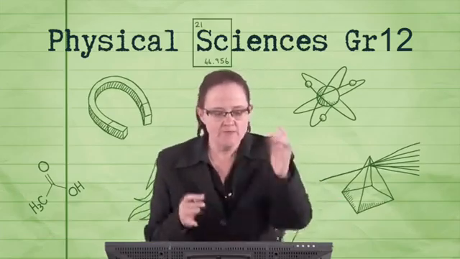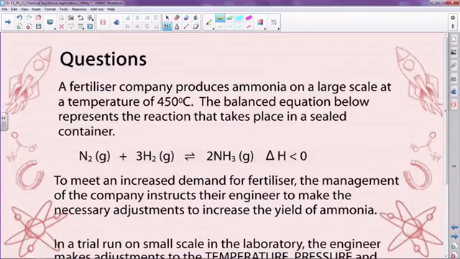So here we go. A fertilizer company produces ammonia on a large scale at a temperature of 450 degrees, and it doesn't want to be my friend. Let's try again. There we go. Ha! Now we can see it because it's blue. The balanced equation below represents the reaction that takes place in a sealed container. They gave us the sealed container because that means it's a closed system. We like that. Delta H is less than 0, even better. That means the forward reaction is exothermic.